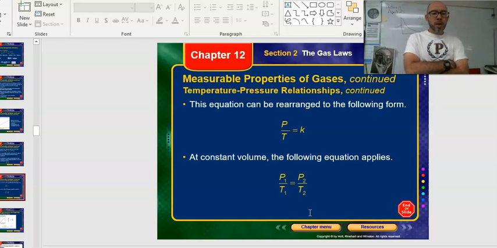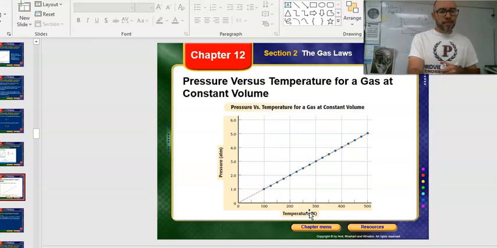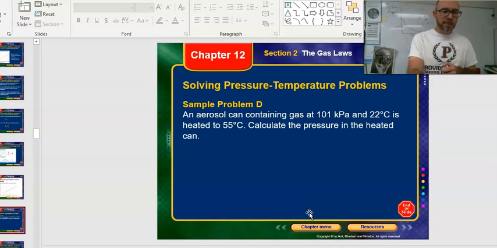So you can either do it as the ratio of pressure to temperature is a constant, or you do the before and after, P1 over T1 equals P2 over T2. The initial conditions and then the final conditions. If pressure goes up, temperature goes up. If pressure goes down, temperature goes down. And so we get this type of picture. You see that line again. It's one or the other, right? It's either direct or it's inverse variation.